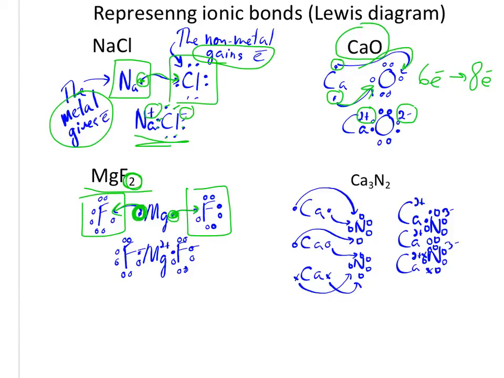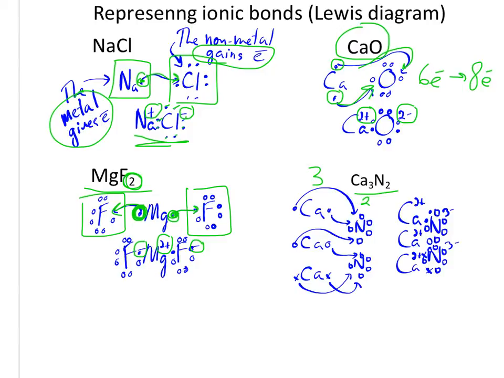So both fluoride ions gain 1 electron, so they're negatively 1 charged, but magnesium gets rid of both, so it's positive 2. And finally, Ca3N2, calcium nitride. You need 3 calcium and 2 nitride ions.